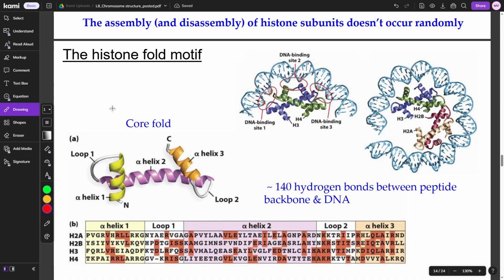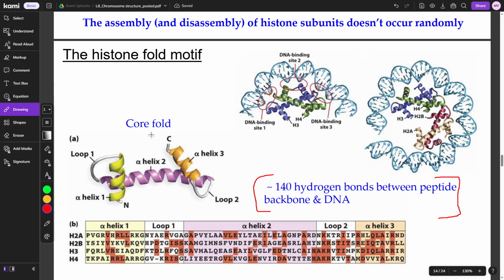So here's a little image. I don't think this is that important, but maybe this is important to know. There are about 140 hydrogen bonds between peptides and the backbone of DNA. That's something to keep in mind, because that's how you stabilize the DNA to the actual histone, plus the charge interactions as well. That's important. So there are hydrogen bonds between the peptide backbone and the DNA.